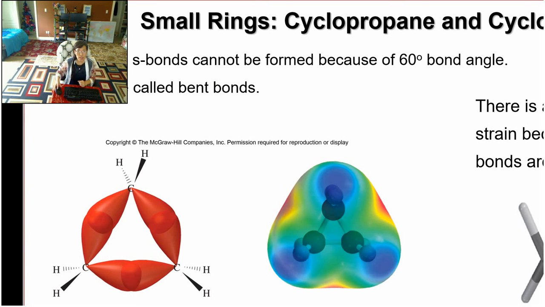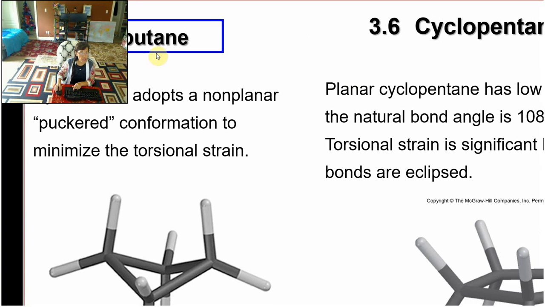So in cyclopropane, you are going to see an eclipsed structure. These 3 carbons are in the same plane, but you have very high torsional strain due to the carbon-carbon bonds. And all these carbon-hydrogen bonds are eclipsed.